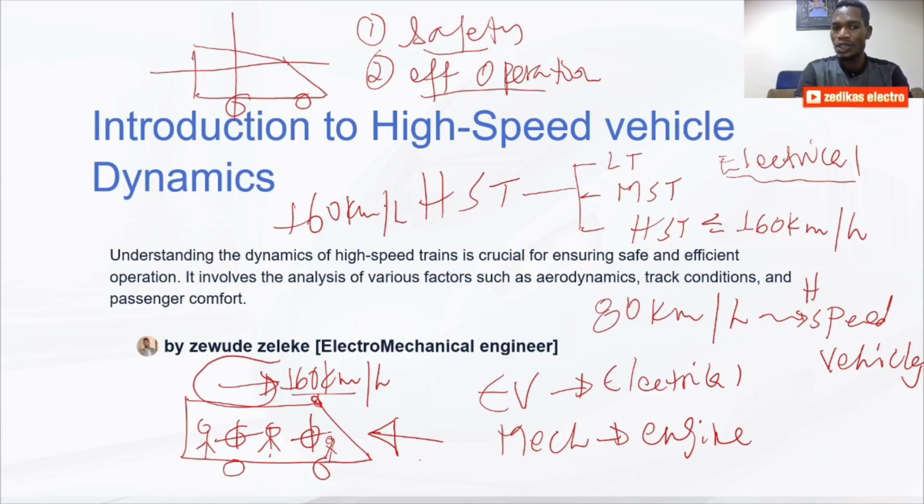So in order to ensure that, dealing with the dynamics of a given system, in our case, dealing with the dynamics of the high-speed vehicle, is one of the very important and fundamental concepts. So as engineers, during the design, we have to focus on these two things. The first one is safety. The second one is efficient operation. Safety and operational efficiency must be put at the top of any mechanical and electromechanical system.